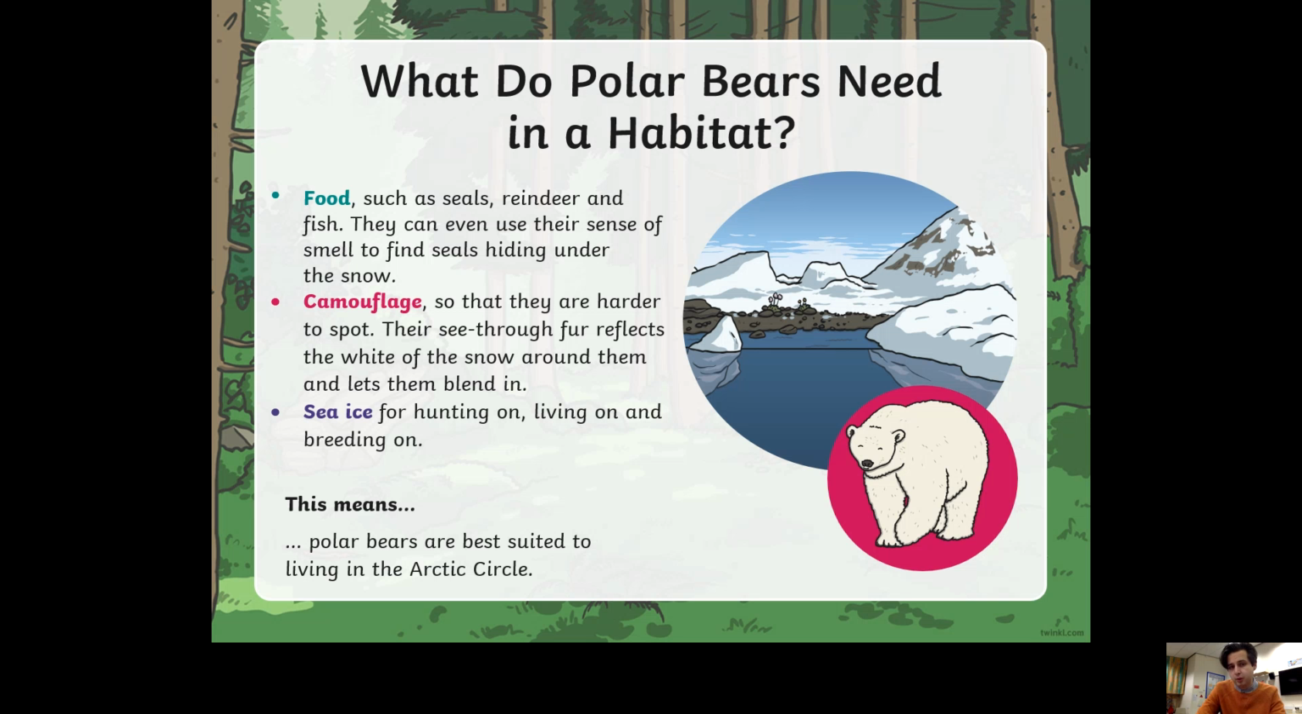And of course, polar bears need sea ice to hunt on, live on, and breed on as well. This is something that we're going to be looking at in a few weeks' time, where we're going to be looking at climate change and how the decline of sea ice in the Arctic is endangering polar bears. So, of course, this means polar bears are also best suited to living in the Arctic Circle. For those of you who aren't aware where the Arctic Circle is, when you pick up a globe, it's the North Pole, so that's where that would be.